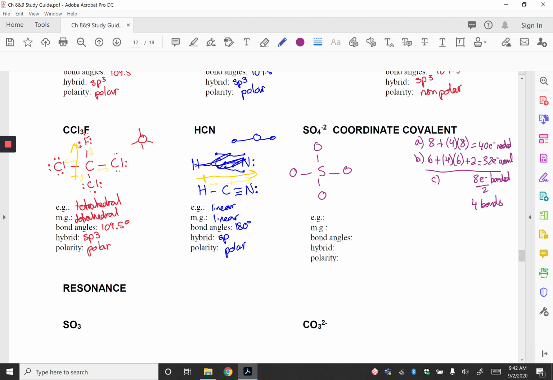So then what you do is you give everybody an octet with lone pairs. So this sulfur is good already. It has the 8 valence electrons, but each of these oxygens need 3 pairs.